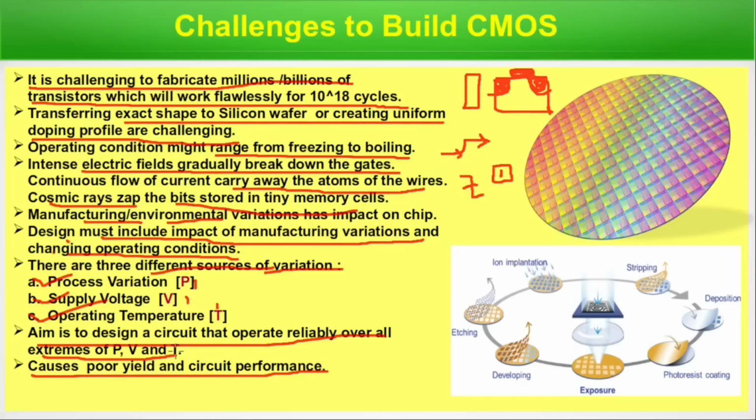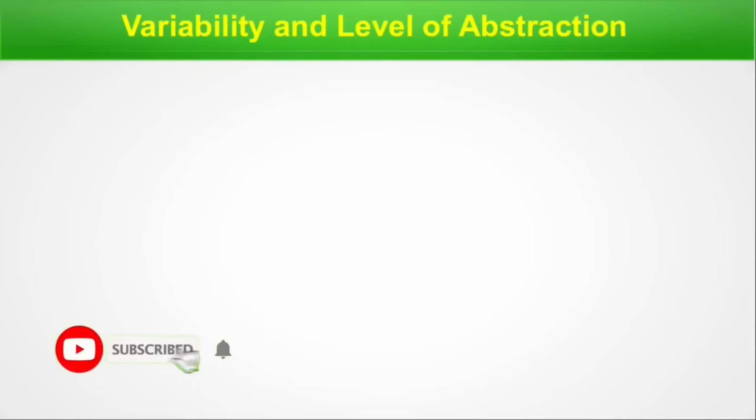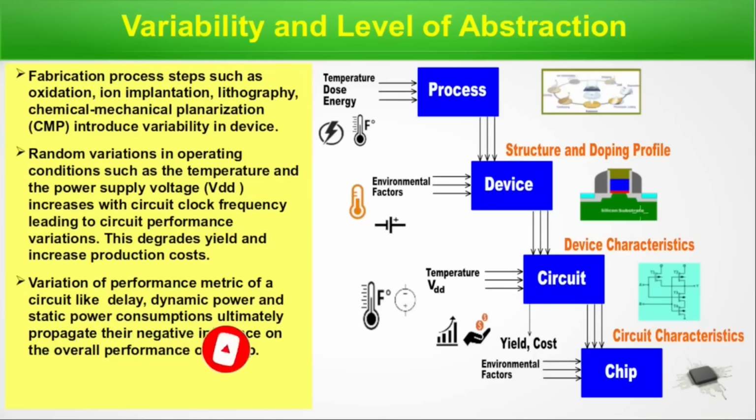We are done with this slide. Now let's move to the next slide. Variability and level of abstraction. So here is a diagram.